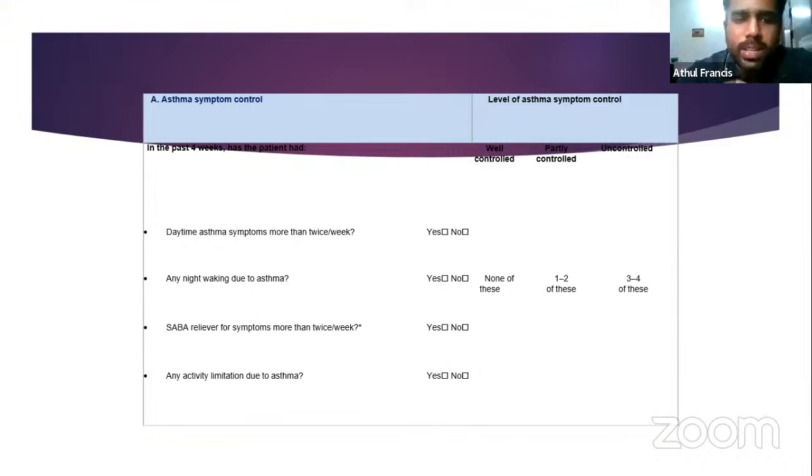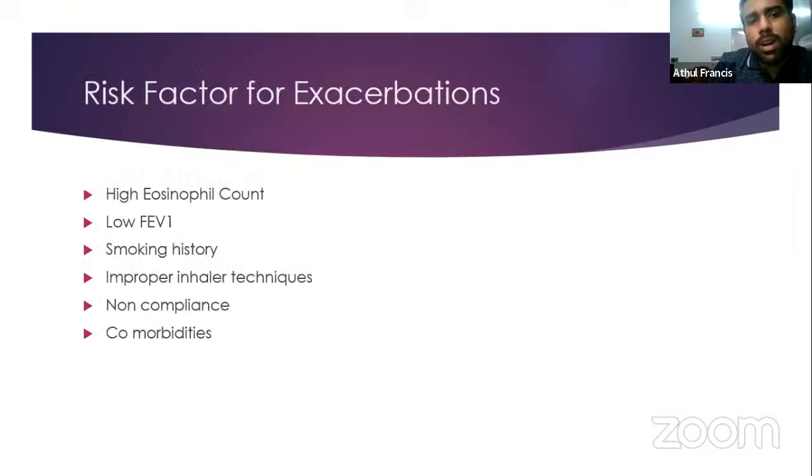Supposedly, the patient comes to you and in the past 4 weeks he had daytime symptoms for around 5 days. That means it is yes. And 5 days means 3 to 4 of this, that comes under uncontrolled asthma. If he had any nighttime awakening due to asthma, even one episode, that is partly controlled. If it's more than 2 episodes, it's uncontrolled. SABA reliever for more than twice a week. So depending on that, you can grade. Sorry for this, this thing should actually come on the top. So depending on that is known as the asthma symptom control questionnaire.